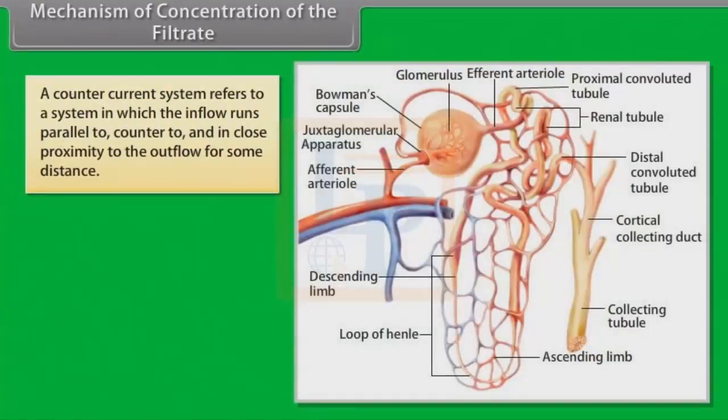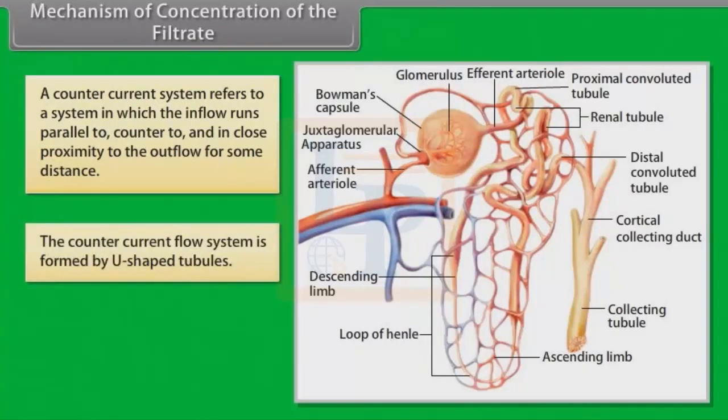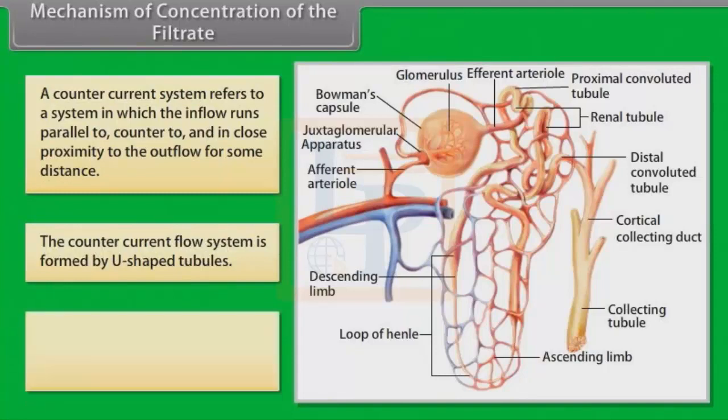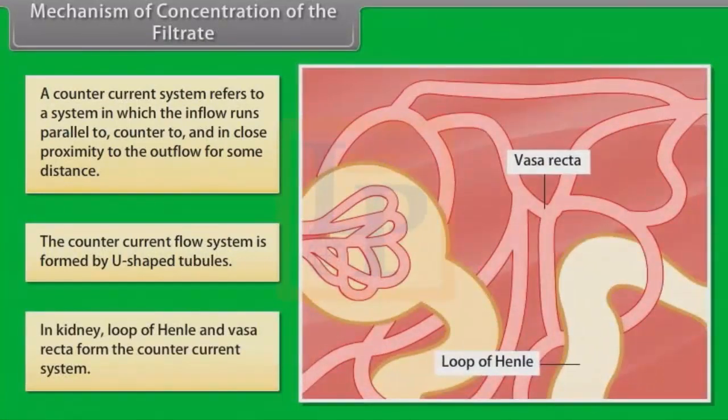Mechanism of concentration of the filtrate. A counter current system refers to a system in which the inflow runs parallel to, counter to, and in close proximity to the outflow for some distance. The counter current flow system is formed by U-shaped tubules. In the kidney, the loop of Henle and vasa recta form the counter current system.